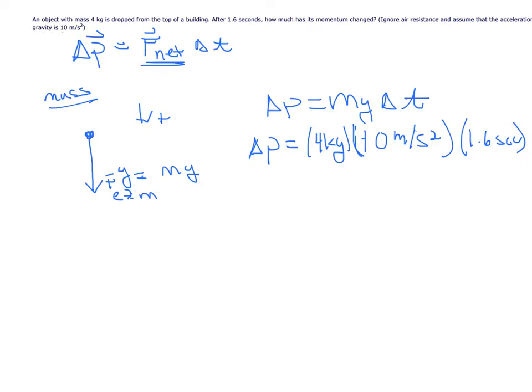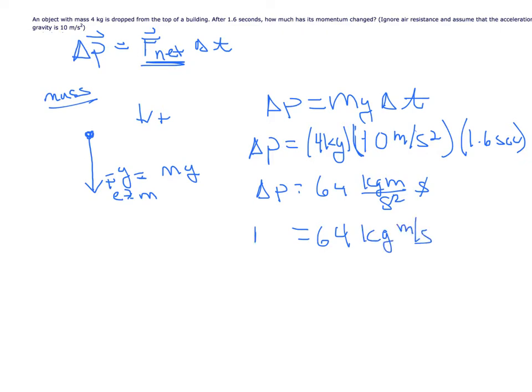Okay, so if I plug that into my calculator, I find that delta P is equal to 64 kilogram meters per second squared times seconds. So that's 64 kilogram meters per second, which has the right units. So I feel good about that.